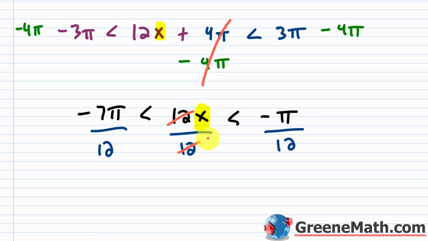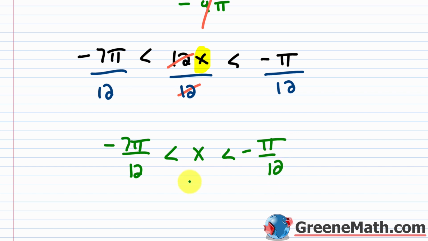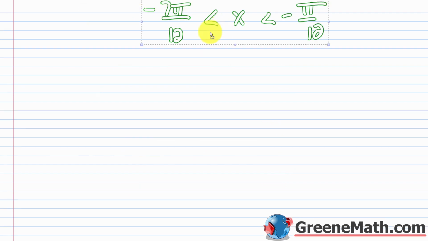So this right here is going to cancel. Let me slide down here a little bit. And you're going to have negative 7 pi over 12 on the left. And this is less than x, which is less than negative pi over 12. So this is telling me that my function is going to go through one cycle from negative 7 pi over 12 to negative pi over 12, where negative 7 pi over 12 and negative pi over 12 are my two consecutive vertical asymptotes. And let me come down to this page right here.